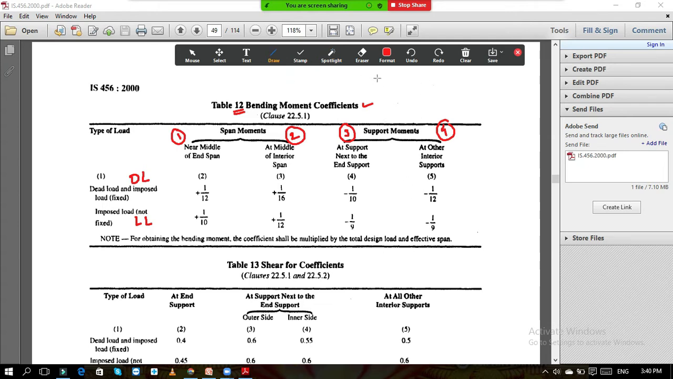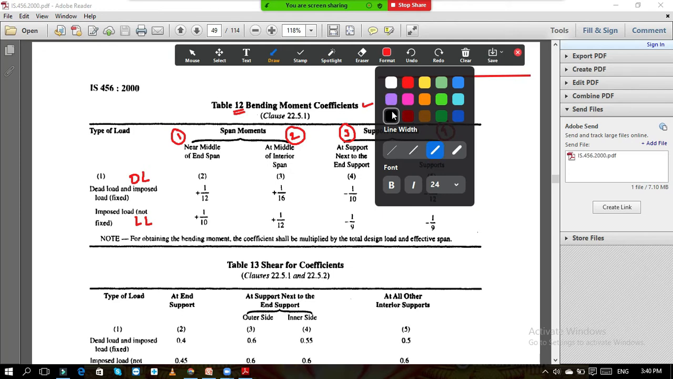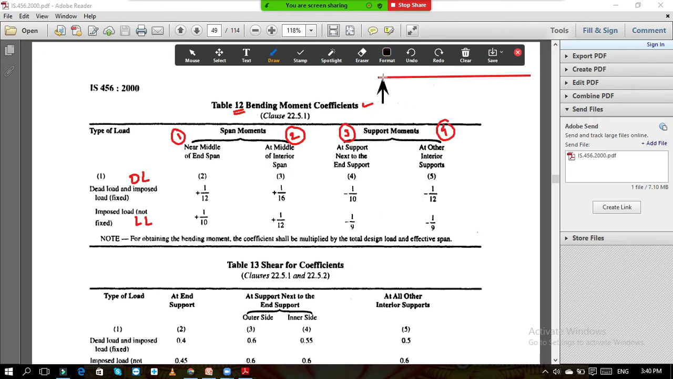Now suppose this is our continuous slab, and the supports are, I will not draw exact spans, but you can understand. 1, 2, 3, 4. Okay, so this is our continuous slab now. So now see what is the meaning of this.